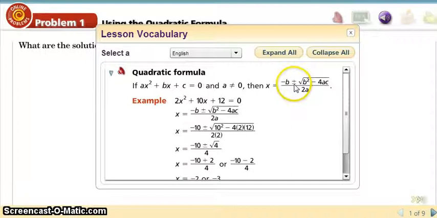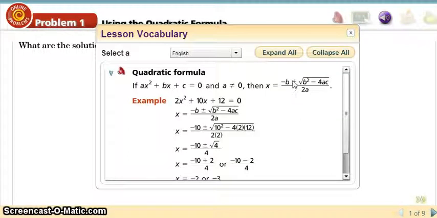Plus or minus. Now keep in mind that when you take the square root of something, you're going to get a positive or a negative solution. So we're going to have to deal with both of those. We're going to have to deal with the positive solution and the negative solution. So that's why we have the plus and the minus there.